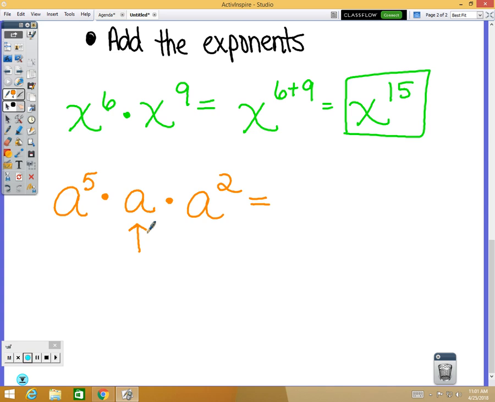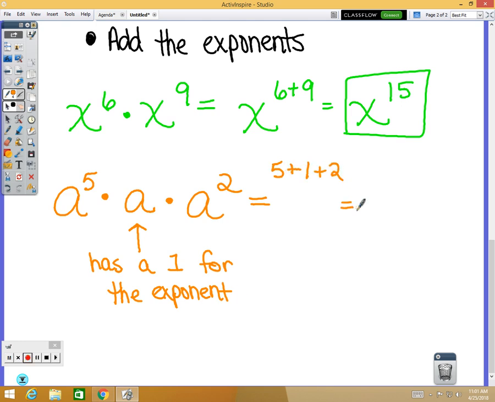So we have to remember, though, when we're adding these, we don't say, oh, 5 plus 2, and there's nothing there, so I don't add anything. That is an invisible 1, so we use a 1 for the exponent. Because again, there is 1a there. So what we're really doing is 5 plus 1 plus 2, which gives us 8, a to the 8th power.